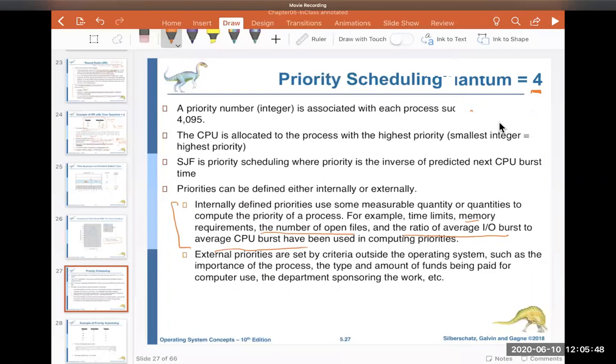Whereas there could be external priorities which are set based on criteria outside of the operating system. Let us suppose there is a process which we want to keep at very low priority because it has to run for a longer time, or a batch process, because everything has a cost. So when your process is running on the CPU, it is basically generating a cost. Like if you have worked on Amazon AWS EC2 instance, EC2 is charging you based on the machine you are opting for, what processor you want, what operating system you want, how much RAM you want.